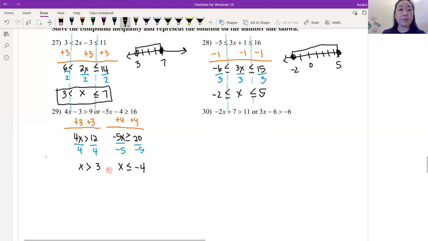And so we have our 2 inequalities. We're just going to put an or there. We need to put that in there because if they start out with an or, we got to end up with an or. See what I'm saying?